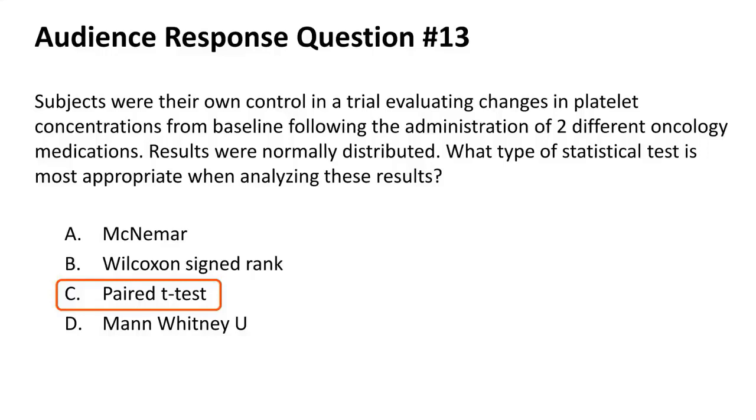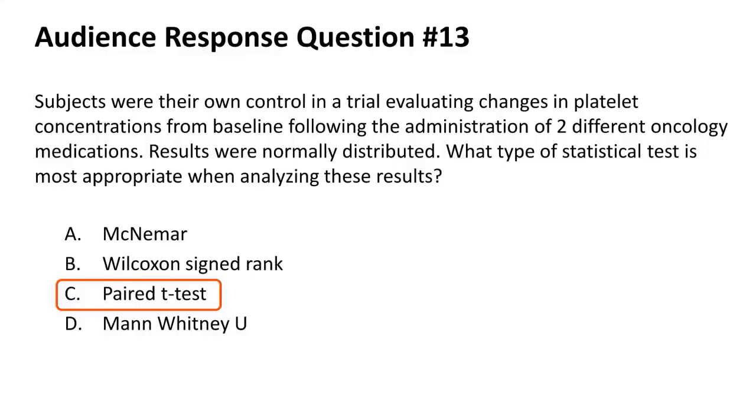The correct answer is C, paired t-test. So why is this one correct? Well, let's look and see what type of data we have. We are evaluating changes in platelet concentration. So that is a type of continuous data. We are also told that the results were normally distributed. So we are thinking of a parametric type of test because we have continuous data that are normally distributed.